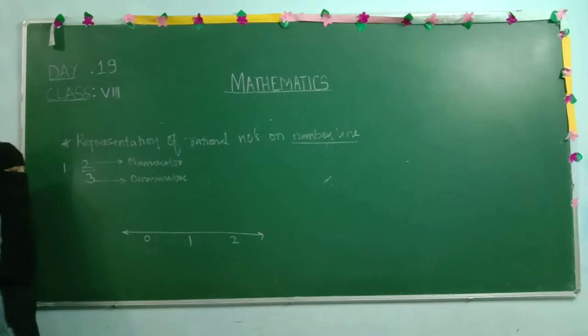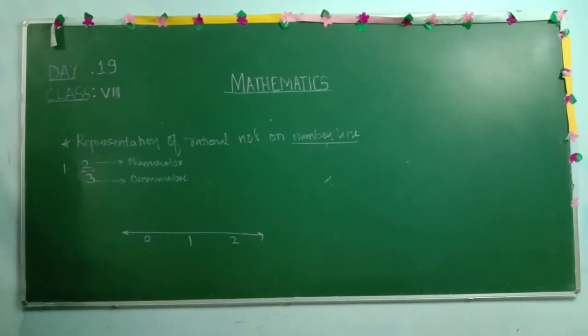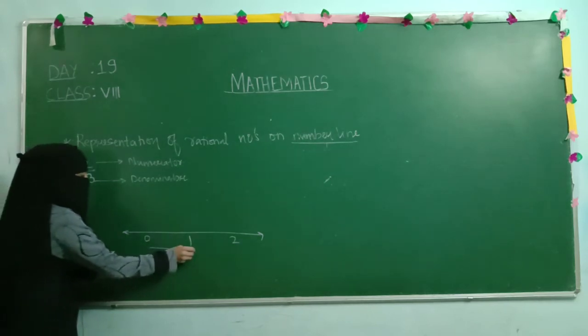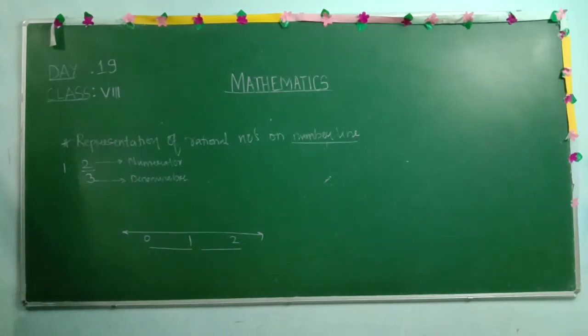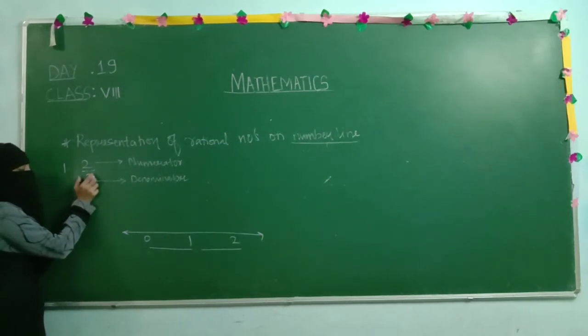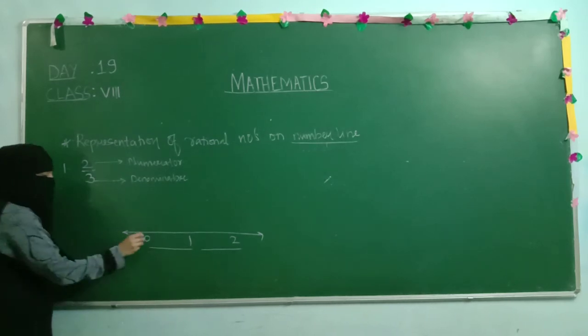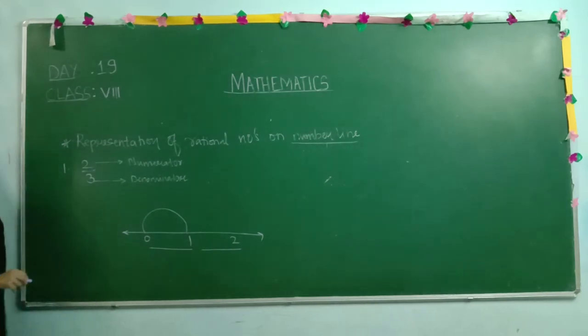How many units are there on this number line? Exactly, there are 2 units. From here to here it is 1 unit and from here to here it is the second unit. So 2 units are there on the number line. So this 3, how is it playing a role? Based on this denominator only, this complete 1 unit we have to divide into that many parts.